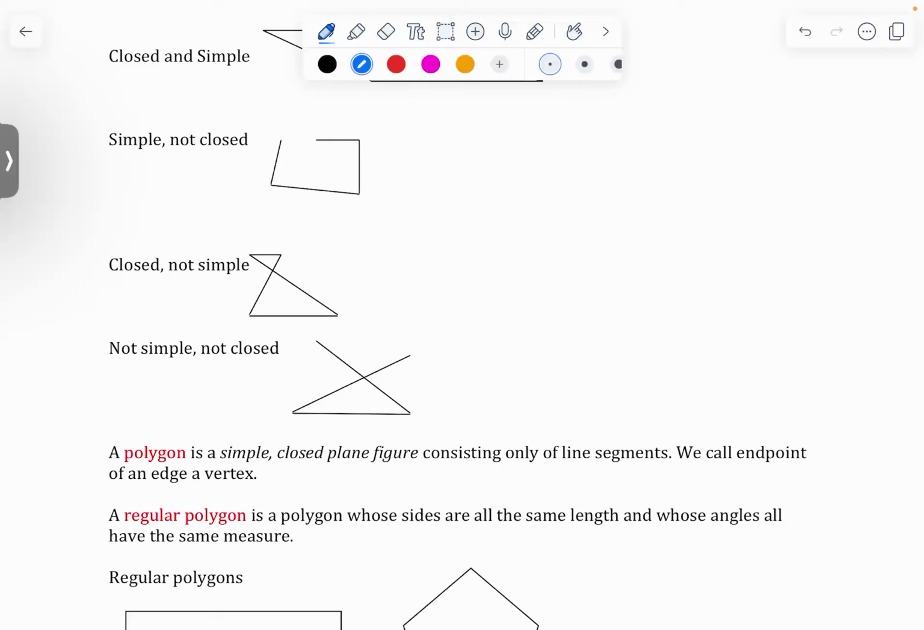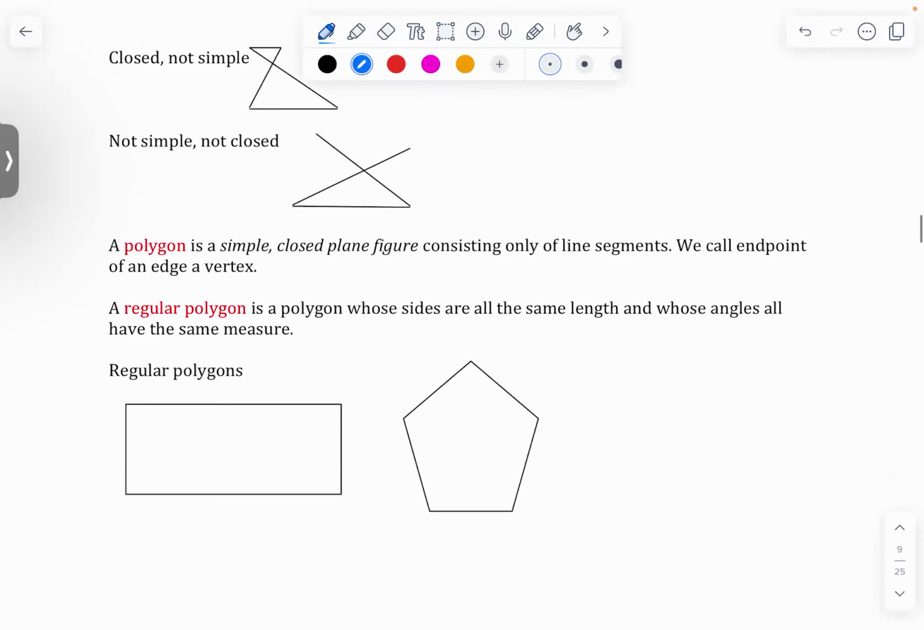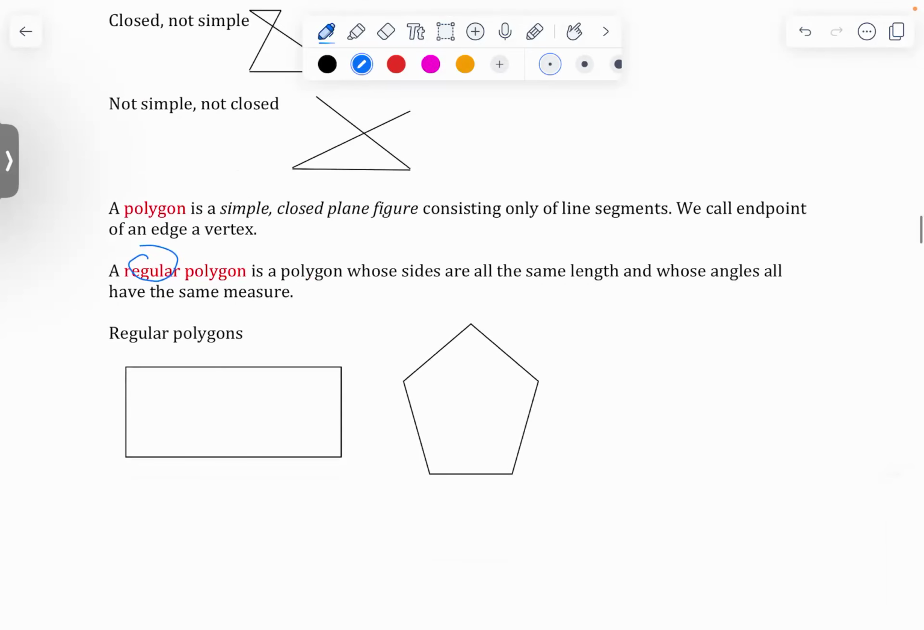A polygon is a simple, plane, closed figure. It doesn't cross through itself and starts and stops at the same point. The big one that we're going to see, though, is a regular polygon. A regular polygon has all sides and angles with the same measure.